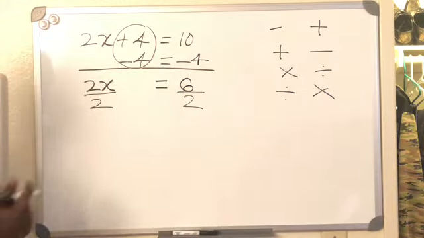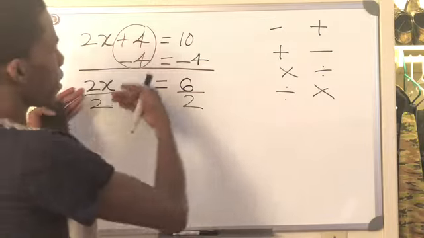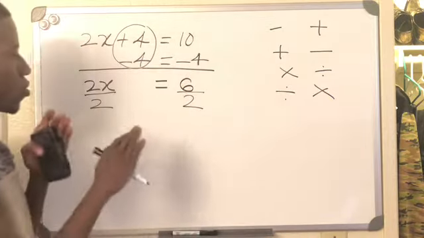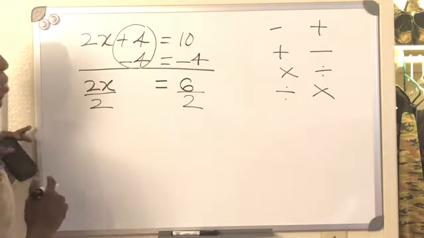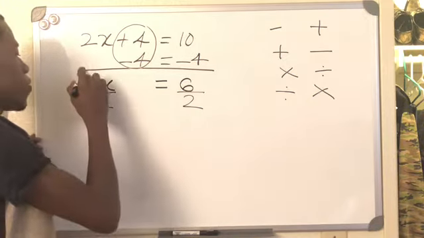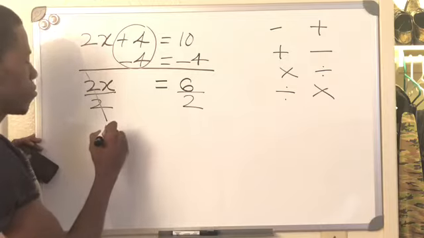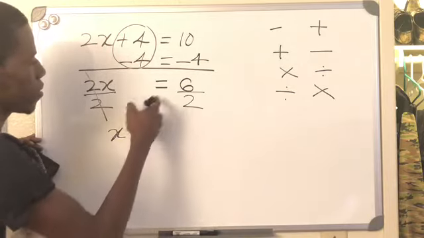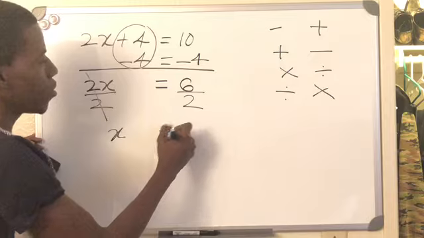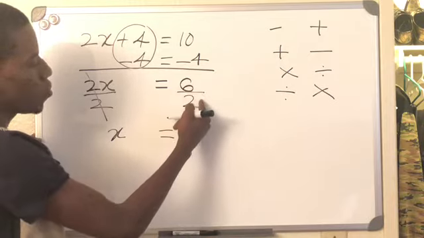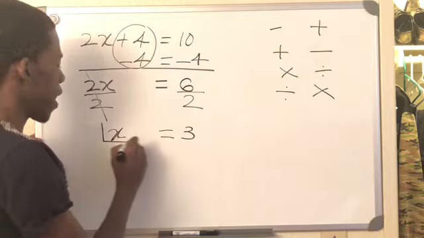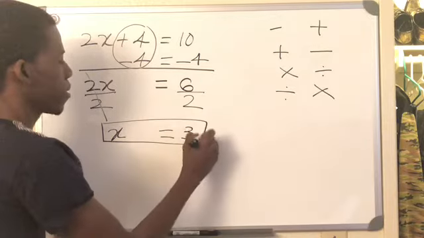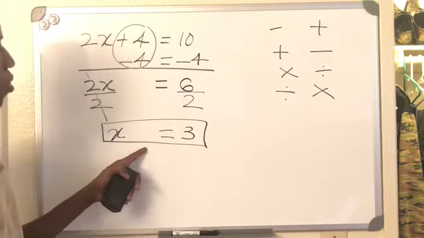So if I divide by 2 on this side and I divide by 2 on this side, I don't do anything to the equation. I just do simplification. Okay, so now these 2 cancel. I'm left with x equal to 6 over 2. That gives me 3. And I said that I solved for x. My variable x is equal to 3.